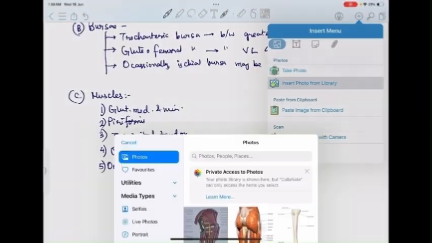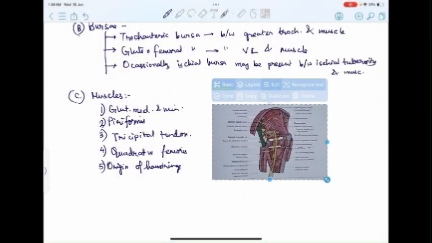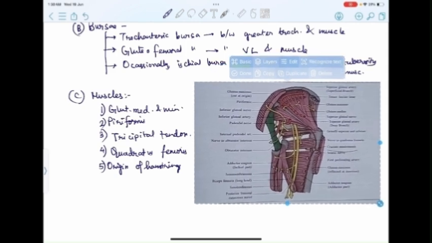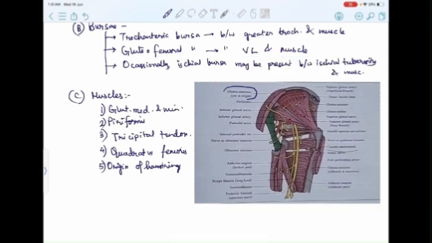So now let me just insert the photo, so you can have a look. You'll understand. Whatever I was saying is just written over here. You can see that the gluteus maximus has been cut off. So what is lying underneath it? The superior gluteal artery basically supplying.